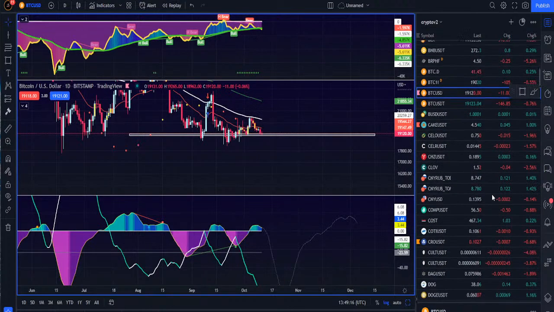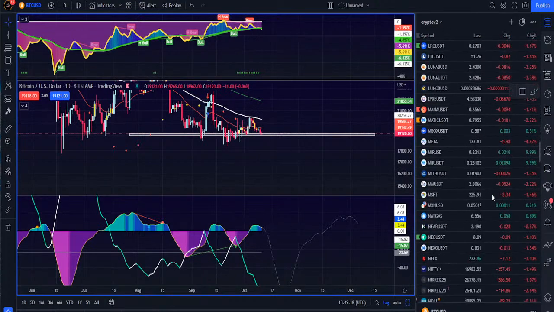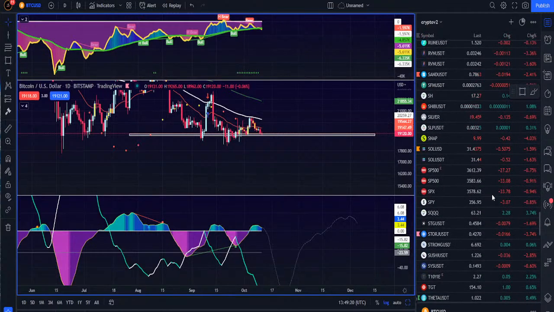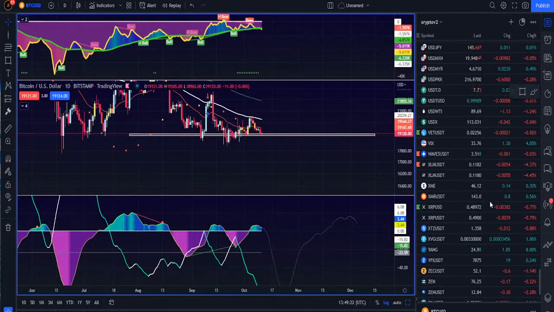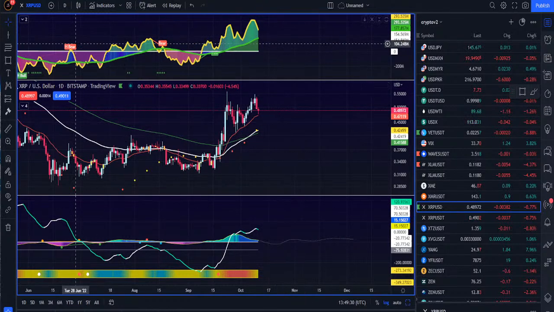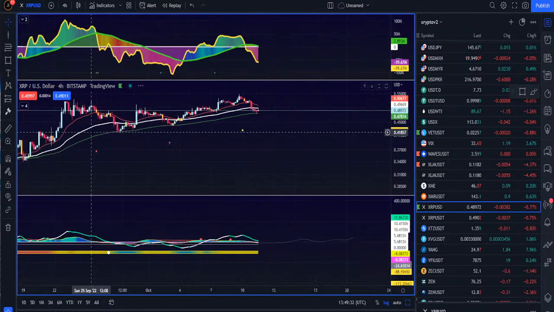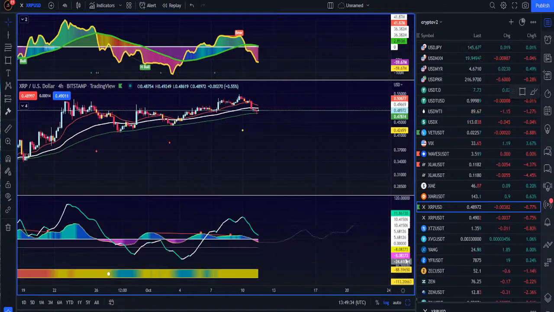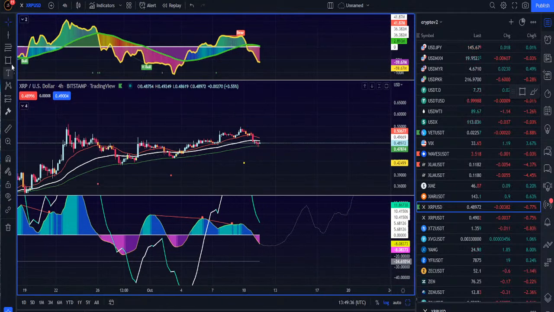Let me see XRP. Okay, XRP is bullish, right? To the moon, right? The new Bitcoin. In the 4-hour chart, right? The trend is your friend. And this is like this.